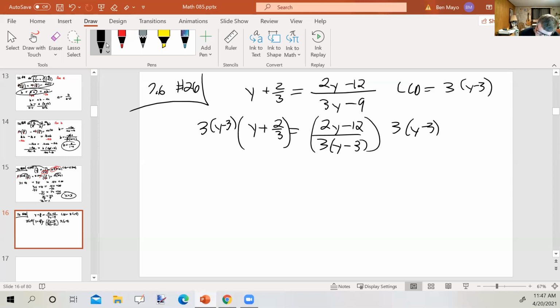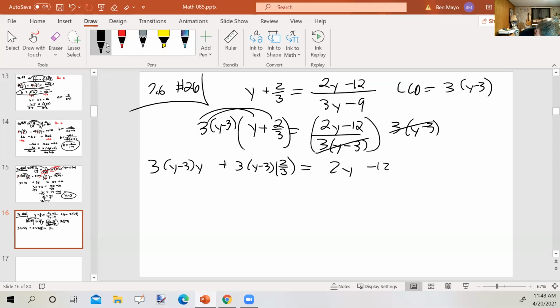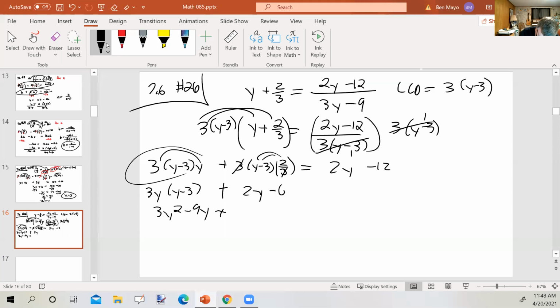Okay. So let's see here. This is going to be 3 times (y minus 3) times y plus 3 times (y minus 3) times 2/3 equals 2y minus 12. Okay. I'm going to rearrange this and put the y over there. So 3y times (y minus 3) becomes 3y squared minus 9y. You okay with that? Yes. Plus, I can reduce out those 3's and have 2y minus 6.